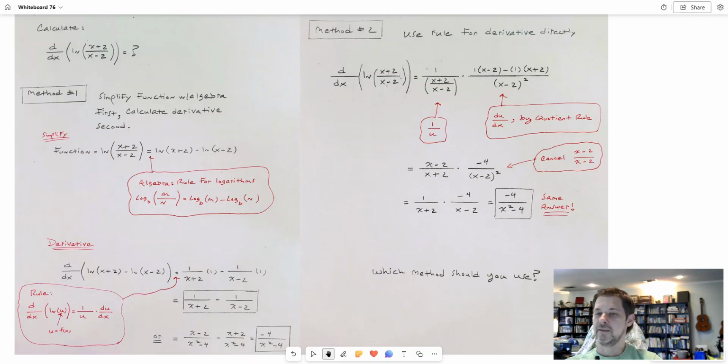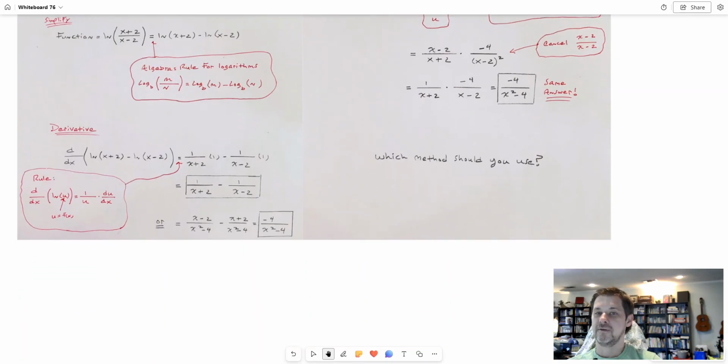By this rule, natural log of (x plus 2) over (x minus 2) is equal to natural log of (x plus 2) minus natural log of (x minus 2). Let's consider that the reduced, simplified form, and I'll find the derivative of that. So the derivative with respect to x of natural log (x plus 2) minus natural log (x minus 2). The rule for that would be this.